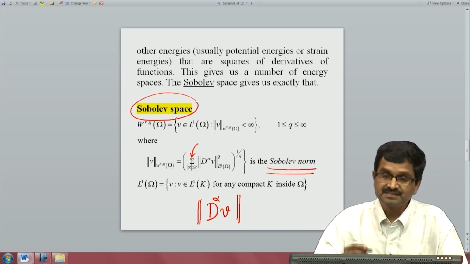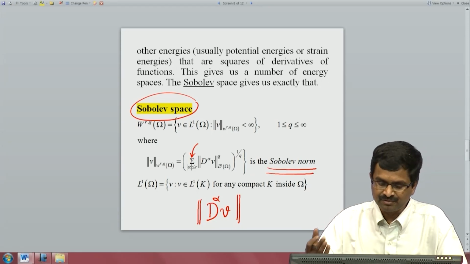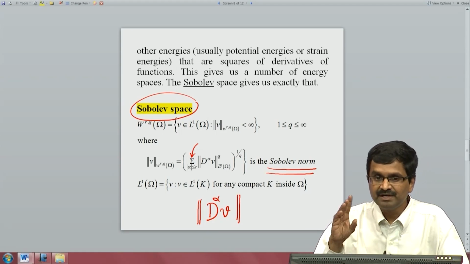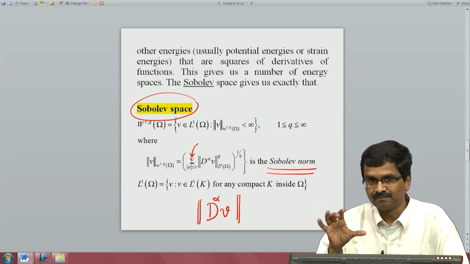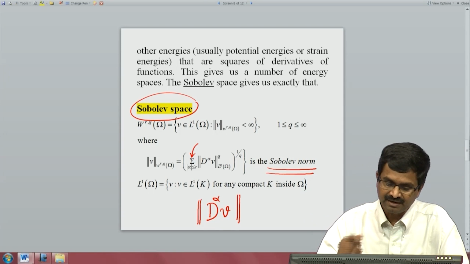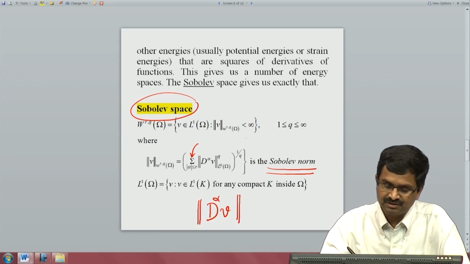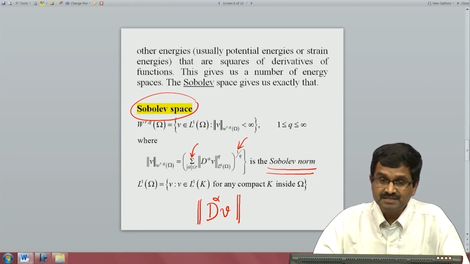But here we are not saying alpha should be an integer. Even fractional derivatives are allowed, which we are not going to get into, but know that you do not need to have only dy by dx and d squared y by dx squared. You can also have something in between, like derivative 1.3, 1.4 or whatever. So, if you take all of those, raise the norm to q, sum them all up and take the qth root of it, then you get what is called the Sobolev norm. Why is it important for us?